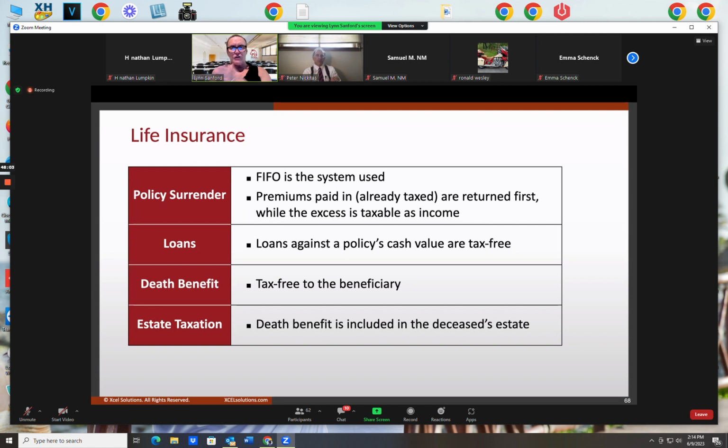First in, first out. First dollars in were your premium dollars. So those are now considered your first dollars out. You can take those dollars out without paying tax on them. But growth is considered growth, and that's considered taxable to you. So FIFO is first in, first out. Dollars paid in first were premium dollars. Dollars when I surrender it are considered first dollars coming out, so I don't pay tax on that amount. I have to pay tax though on the growth. Premiums paid in are already taxed. They are returned first in a FIFO method, while the excess is going to be taxable as income because that's considered growth.